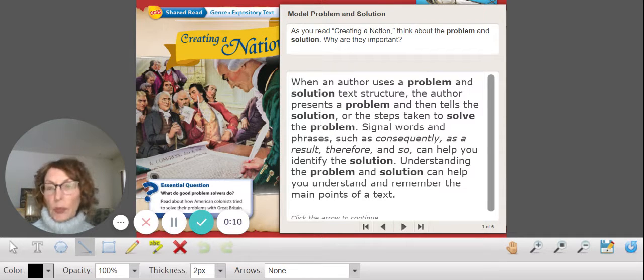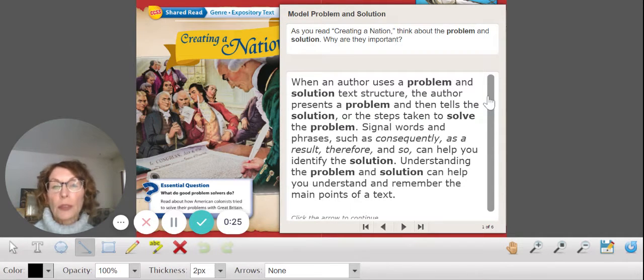Today we're going to be working with this week's comprehension skill, problem and solution. Problem and solution is one way of structuring a text. Let's just begin by talking about and defining problem and solution.